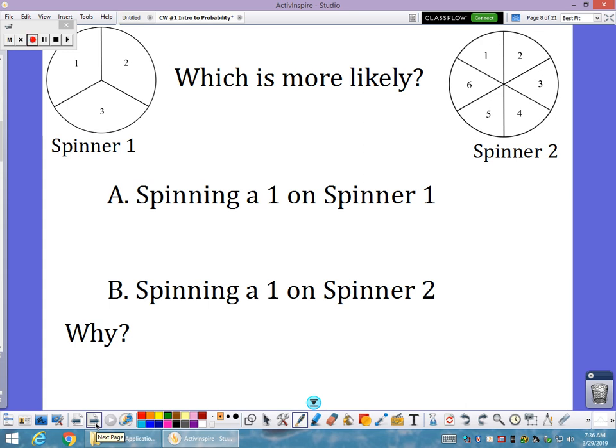Alright, spinning a 1 on spinner 1, spinning a 1 on spinner 2. Which is more likely? If you said spinning a 1 on spinner 1, I would agree with you. And why is that more likely? If you said, well, it's a larger space, it takes up more area, it's 1/3 versus 1/6, all of those are great answers. So spinner 1 is 1/3 of the space, this is 1/6. It's a larger area, smaller area.